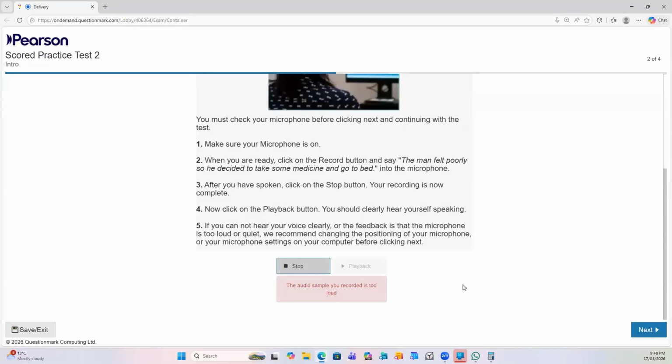Hello. Make sure your microphone is on. When you're ready, click on the record button and say, "The man felt poorly, so he decided to take some medicine and go to bed," into the microphone. After you've spoken, click on the stop button. Your recording is now complete. Now click on the playback button. You should clearly hear yourself speaking.